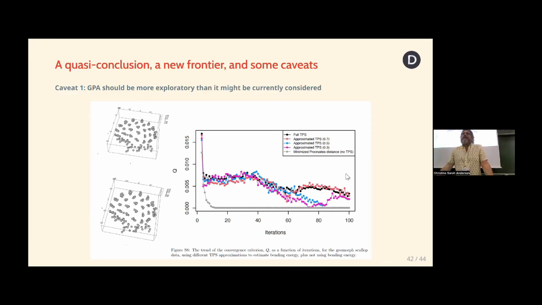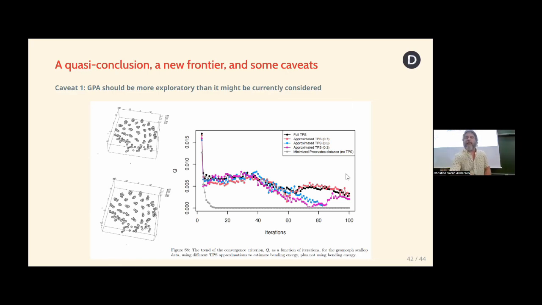So this is going to be very data dependent. I use the scallop example. I've seen other examples where the number of fixed landmarks are few. So as soon as you start reducing them, the results can get wacky pretty fast.